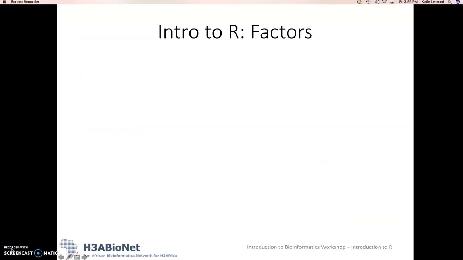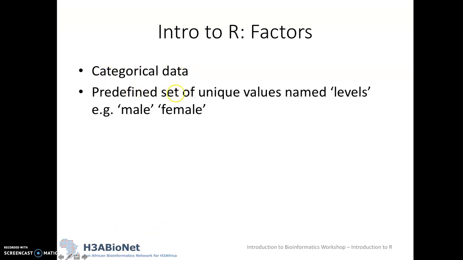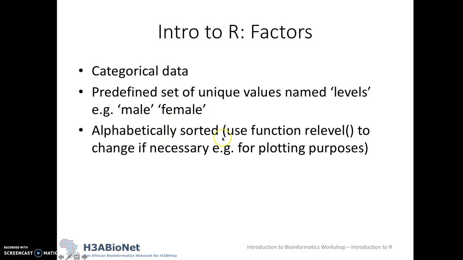And now I just want to quickly touch on factors, which you'll encounter very often in R. So factors are categorical data. So they're a predefined set of unique values, and in R those are called levels. So you might have a factor with male and female, where the levels are male and female. So factors are by default alphabetically sorted, and you can use the relevel function in R to change if necessary.